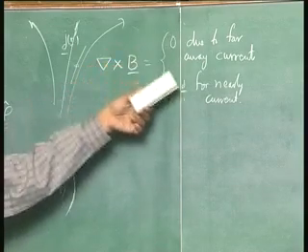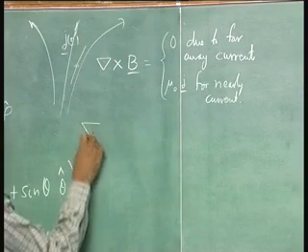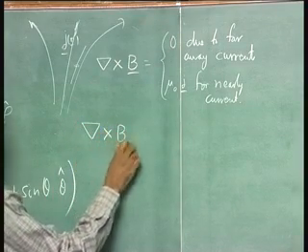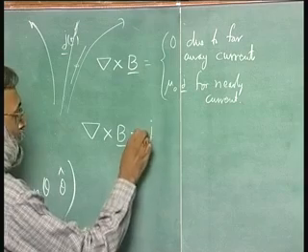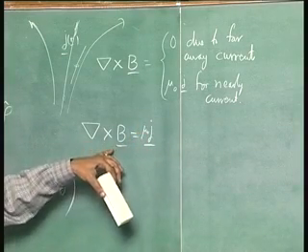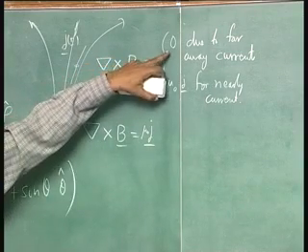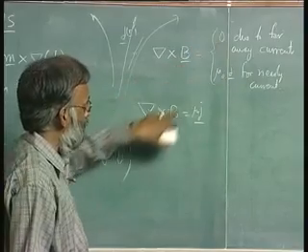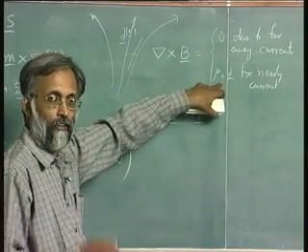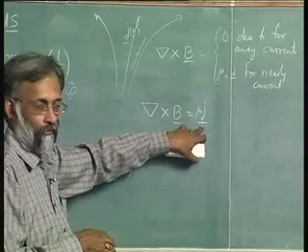But of course, B is actually due to all these currents. So, we can write down finally this answer, that curl of B does not respond to far away currents at all, they all give it 0. Curl of B only responds to the current where your instrument is, therefore, it is equal to mu naught J.